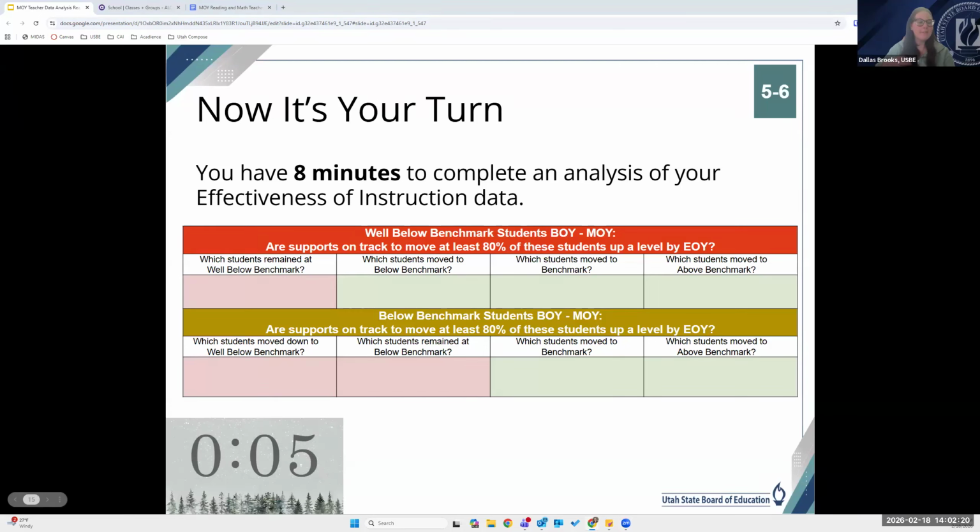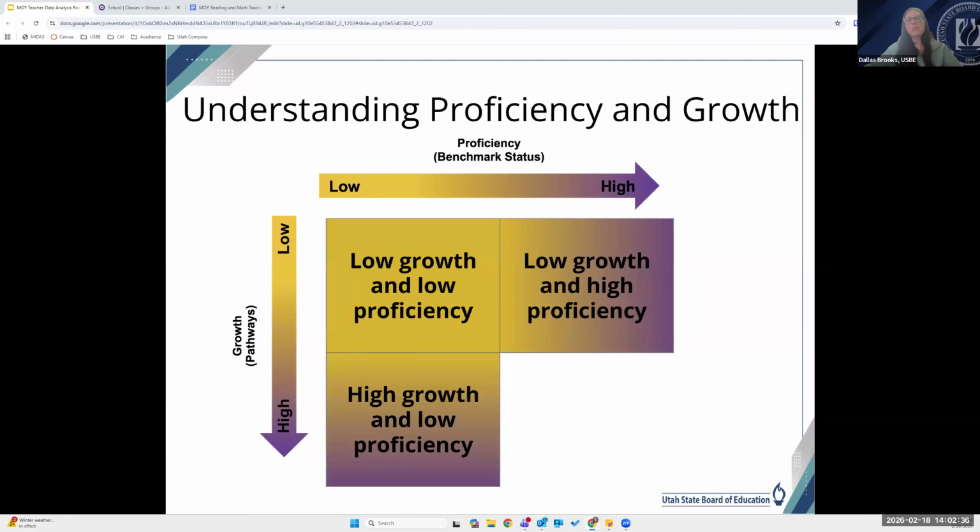Okay, so now that we have filled in those charts, it's really crucial to be able to see exactly which students have moved and which ones didn't move. That's what is really going to help us target our instruction moving forward. So we need to be able to understand proficiency and growth. Proficiency is a student's benchmark status. That's where they are. Growth is their pathway, which just means how fast they are moving towards the goals that they have. And we really want to be looking at these together.